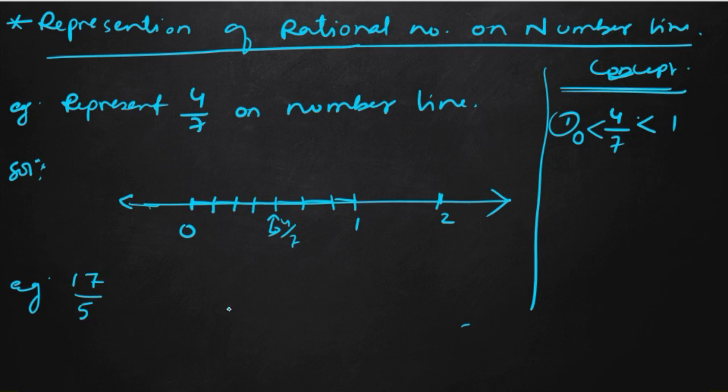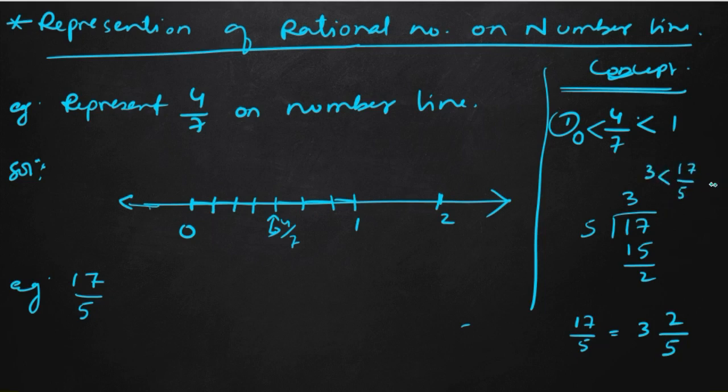So for this, just divide 17 by 5. So 5 3s are 15, remainder is 2. So 17 by 5 can be written as a mixed fraction as 3 2 by 5. That means this number is greater than 3 but less than 4. Okay, so our 17 by 5 is greater than 3 but it is less than 4.